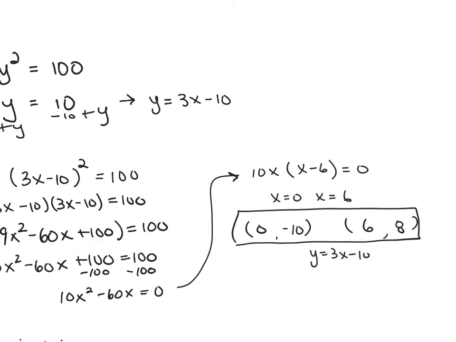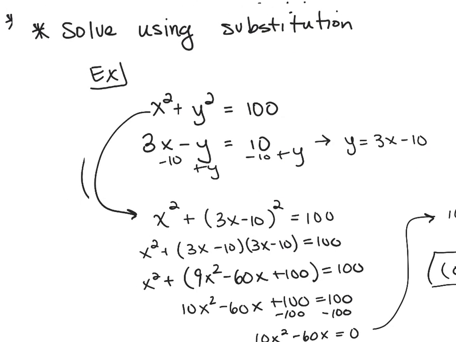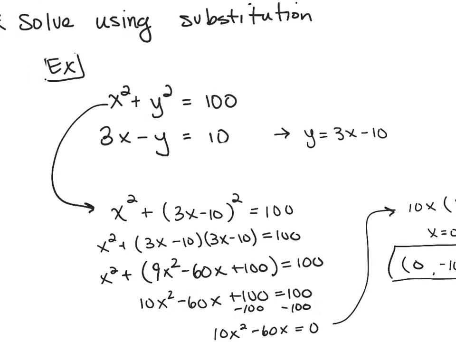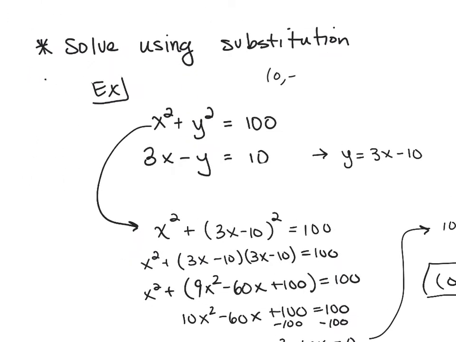And anytime you're solving a system of equations, I've suggested this before, it's not a bad idea to check your work. So if we go back to the original system of equations here, let me go ahead and erase that. We have our two possible solutions of (0, negative 10) and (6, 8). If these are really solutions, then they should satisfy both equations.